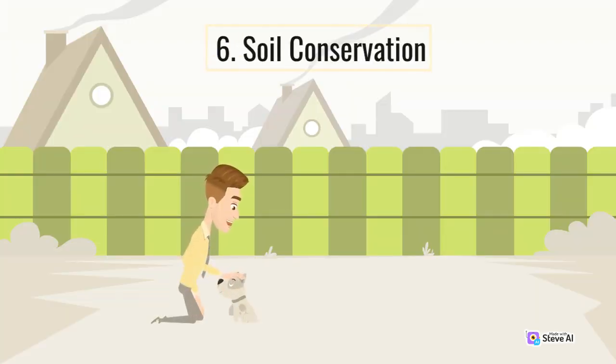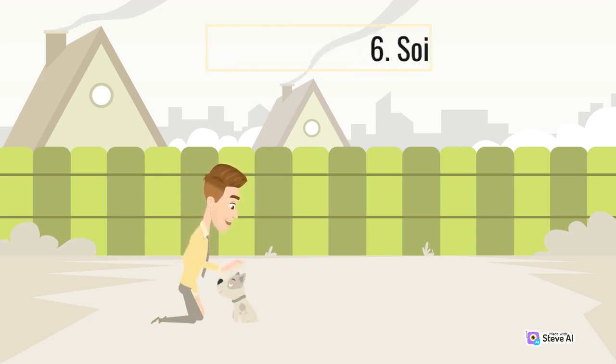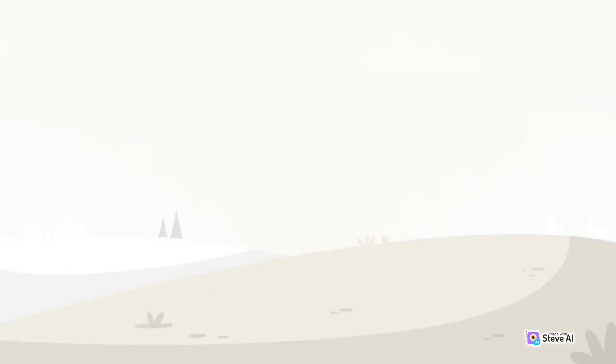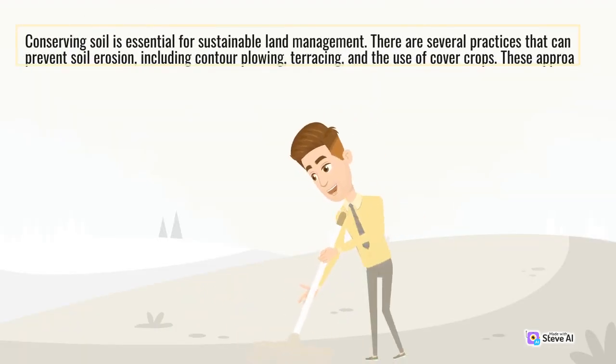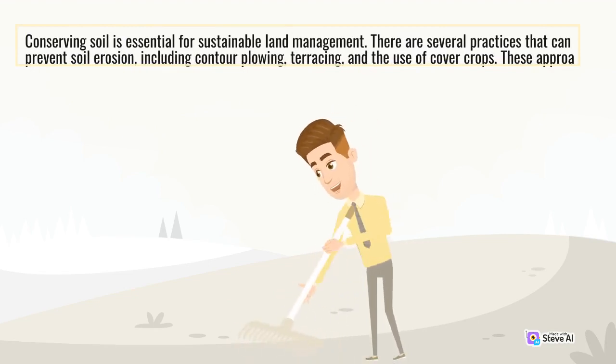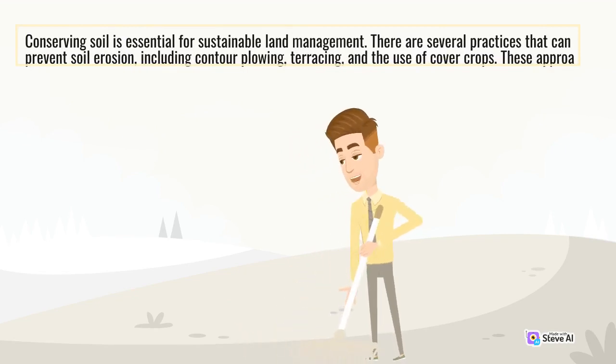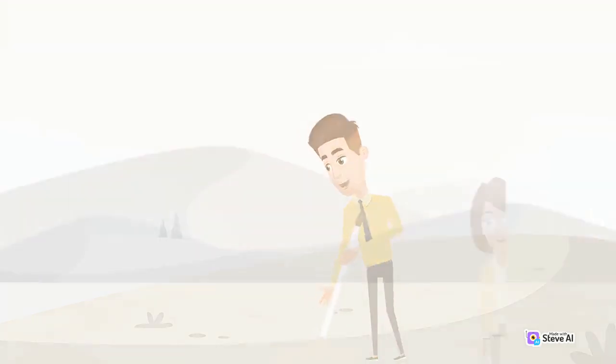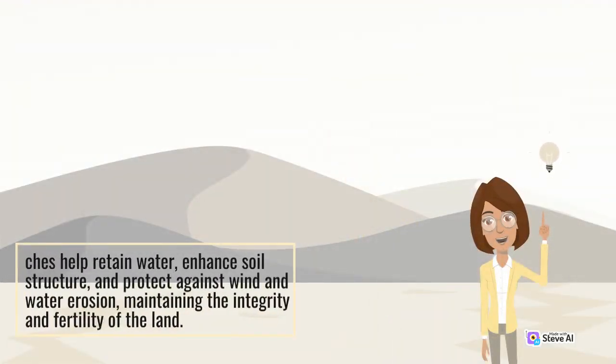6. Soil conservation. Conserving soil is essential for sustainable land management. There are several practices that can prevent soil erosion, including contour plowing, terracing, and the use of cover crops. These approaches help retain water, enhance soil structure, and protect against wind and water erosion, maintaining the integrity and fertility of the land.